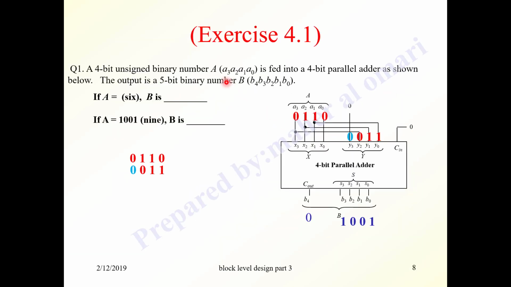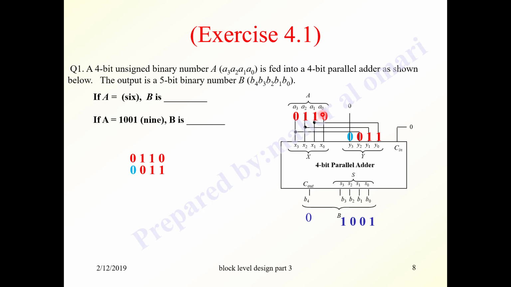Okay, this is a simple exercise here. It says a 4-bit unsigned binary number, A, which is this, is fed into a 4-bit parallel adder as shown below. Notice here, a line is taken from A1 into Y0, from A2 into Y1, from A3 into Y2. Y3 has a 0, and the carry in to this one is equal to 0.